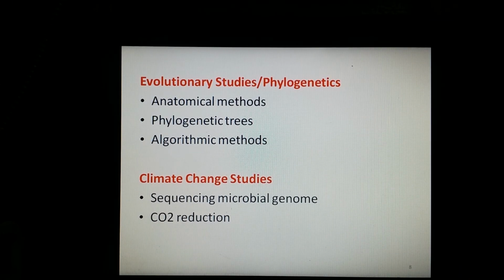The next application of bioinformatics is in evolutionary studies and phylogenetics. The study of evolutionary relationships among individuals or groups of individuals is termed phylogenetics. Taxonomists find evolutionary relationships using various anatomical methods, but the use of these anatomical methods is not quite advantageous because it takes too much time.